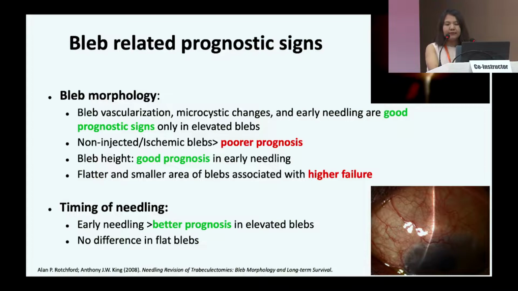Bleb height in some studies shows that there is a good prognosis if the bleb height is good, but only if you do an early needling; those elevated blebs fare better. While in a flatter or a smaller bleb, higher failure risk is again seen with revisions. As I already told, the timing of needling, early needling, is known to carry a better prognosis in elevated blebs, but no correlation per se in a flat bleb.